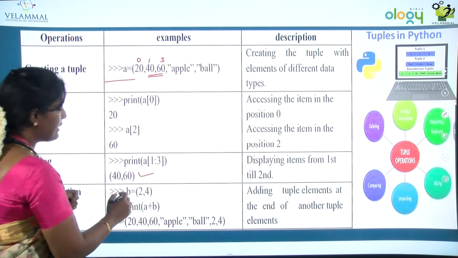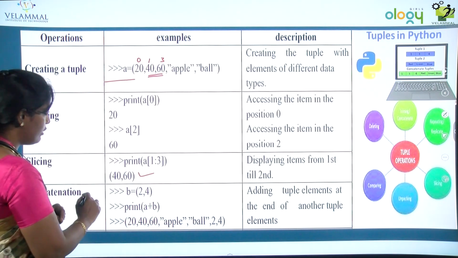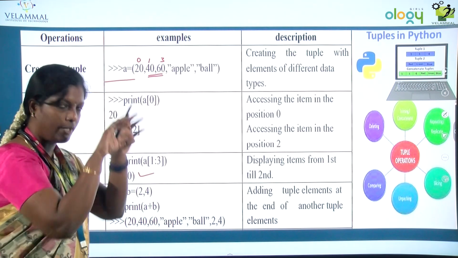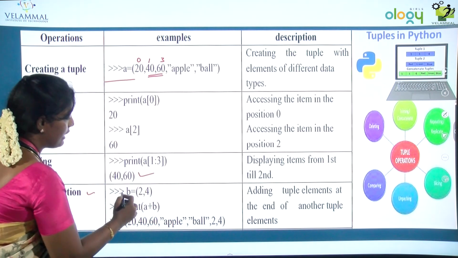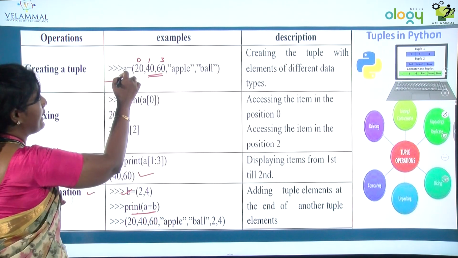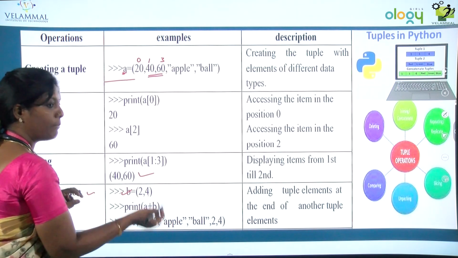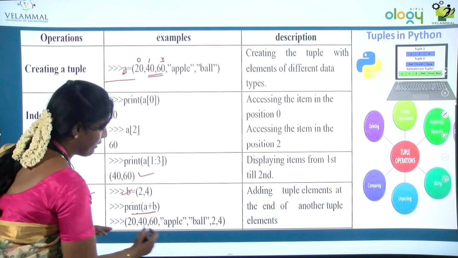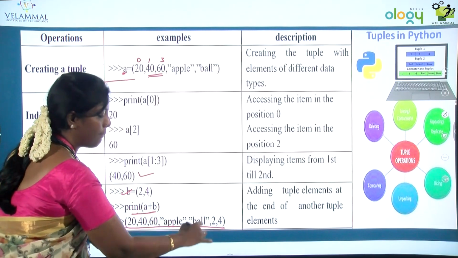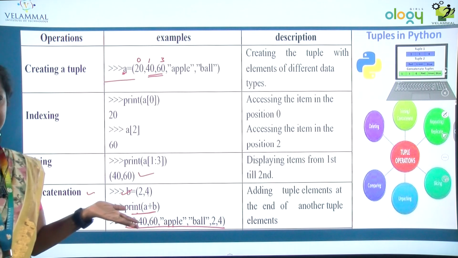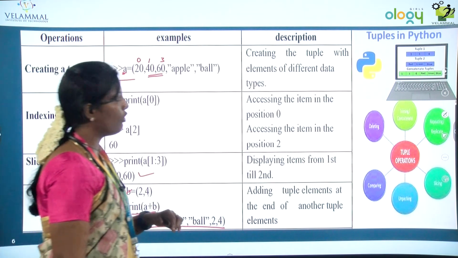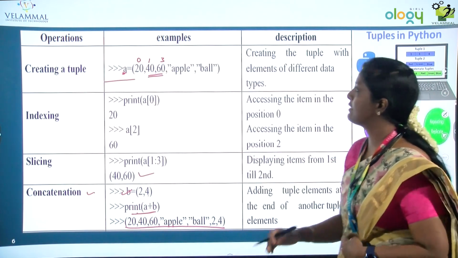Okay, don't forget. Next, I'm going to concatenate. You know what concatenation is? You're going to join both. If there are two names, you join the two names. Like that only. So another variable B with 2 and 4 is given. Where are you going to concatenate? With the original tuple A. So A and B are two variables with different content. It's going to add and give you the values. So the result is going to be 20, 40, 60, apple, ball, 2, 4. Isn't it easy, guys? Right? These are some of the operations you can do on your tuples, right?